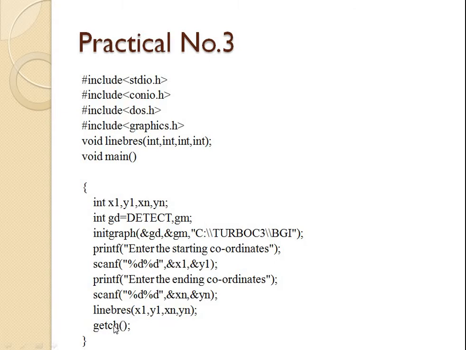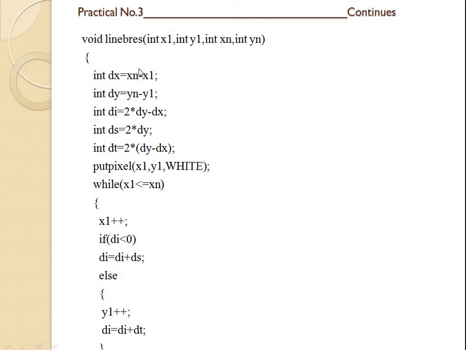After that we write the getch function. Then here we define the line function, where we declare int x1, int y1, then int xn and int yn.